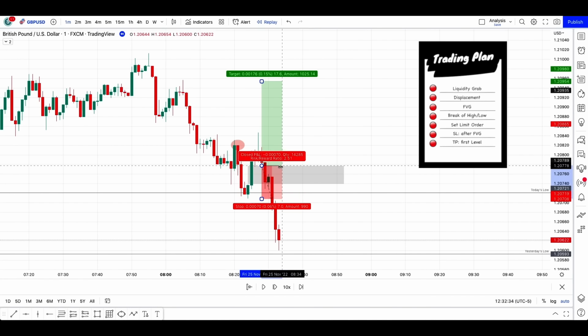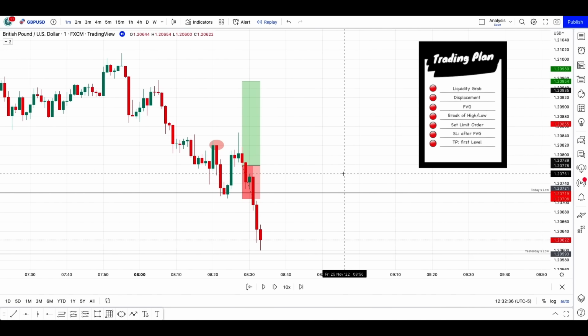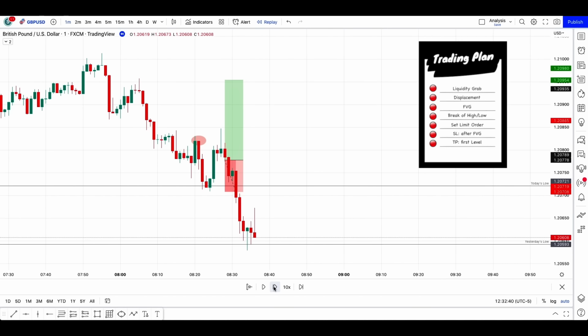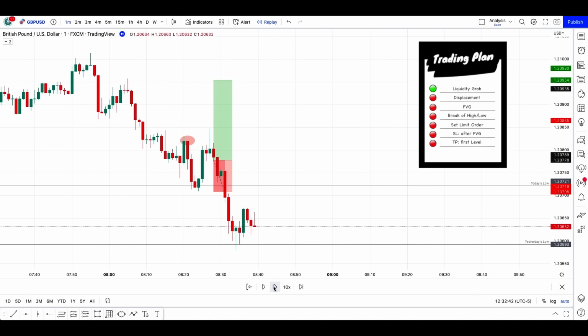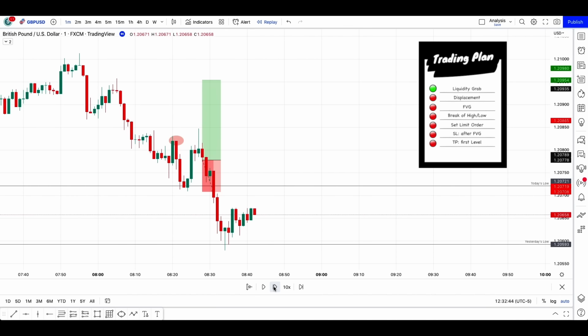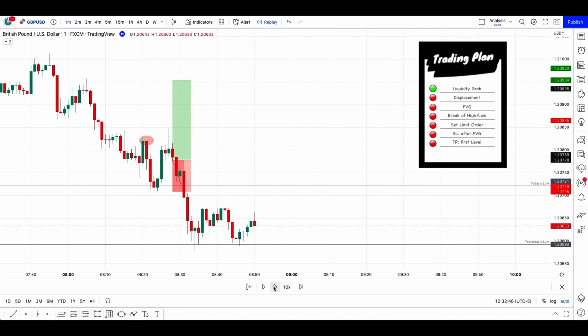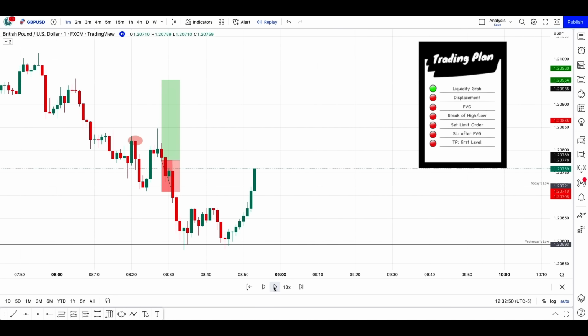Let's move it to the side. And then we're not too far from yesterday's low. Let's see if we can take it out, have a nice reaction, a break of high, and then we take the trade. Alright, so we saw the displacement right there.